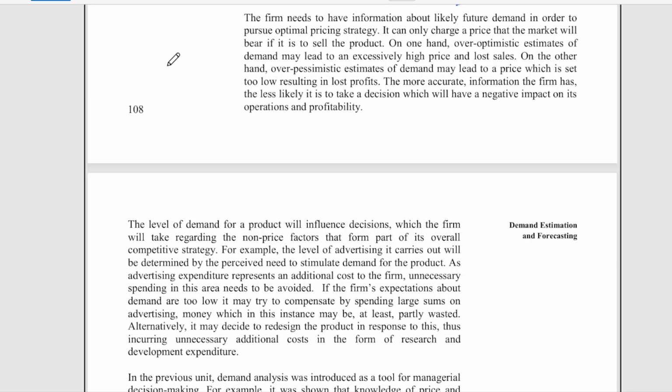On one hand, an over-optimistic estimate of demand may lead to an excessively high price and low sales, and on the other hand, an over-pessimistic estimate of demand may lead to a price which is set too low, resulting in lost profit. The more accurate information the firm has, the less likely it is to take a decision which will have a negative impact on its operation and profitability.